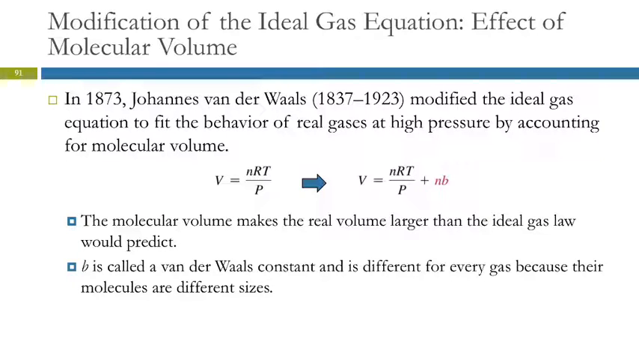If you're dealing with gases at super high pressures, you might want to be able to calculate exactly how it is different, because that could be important. In 1873, van der Waals modified the ideal gas equation. Here's the ideal gas equation predicting the volume of a gas. He added a term: volume equals nRT over P plus n, still the moles of the gas, times a fudge factor, basically. It's called the van der Waals constant. It's going to be different for each gas because the volumes of the different molecules are different. This increases the volume and helps us predict the real volume.